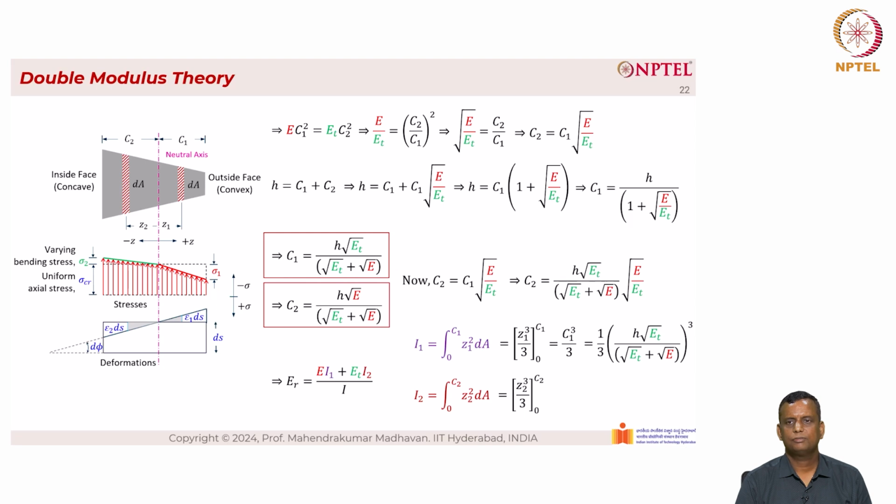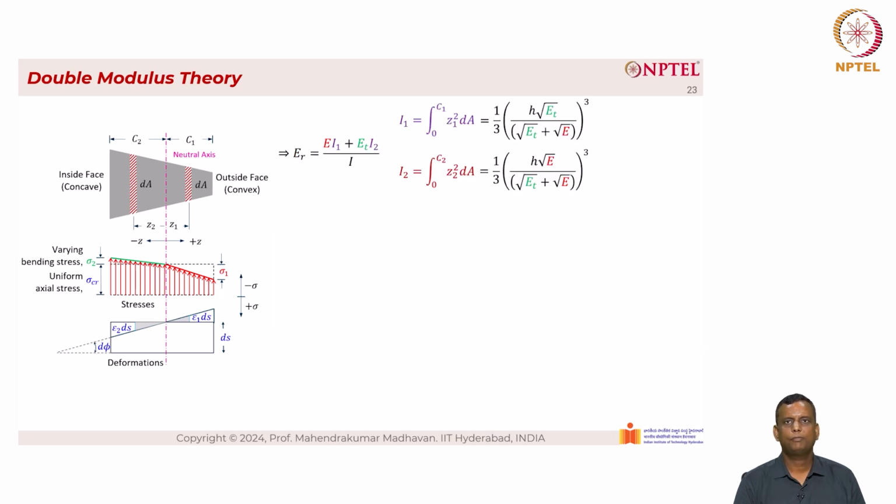Now the second integral gives rise to the value Z2 cube by 3, the lower limit is 0, the upper limit is C2. So we have C2 cube by 3, which is equal to 1 by 3 into h into root of e divided by root of e sub t plus root of e the whole cube. So substituting the above values of I1 and I2, we have E I1 plus E sub t I2 equal to E into bracket open 1/3 of h into root of e sub t divided by root of e sub t plus root e bracket close the whole cube plus e sub t into 1/3 of bracket open h into root of e divided by root of e sub t plus root of e the whole cube.